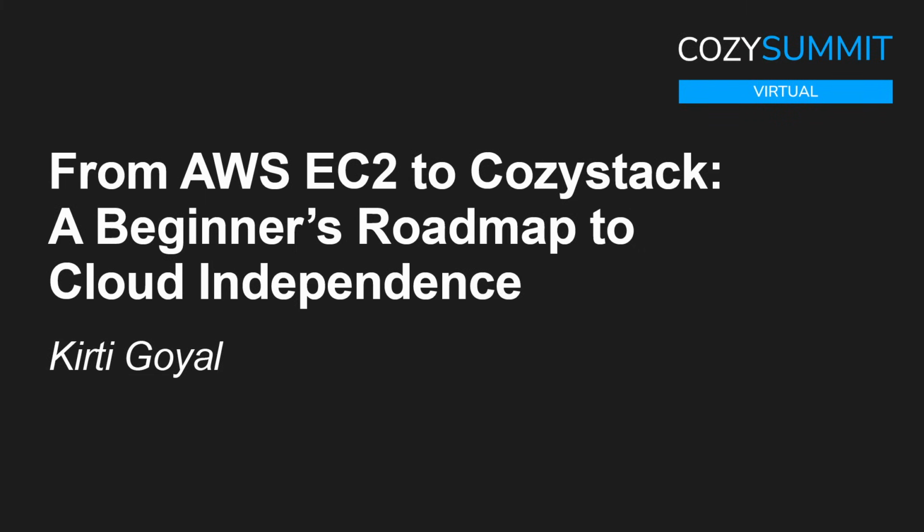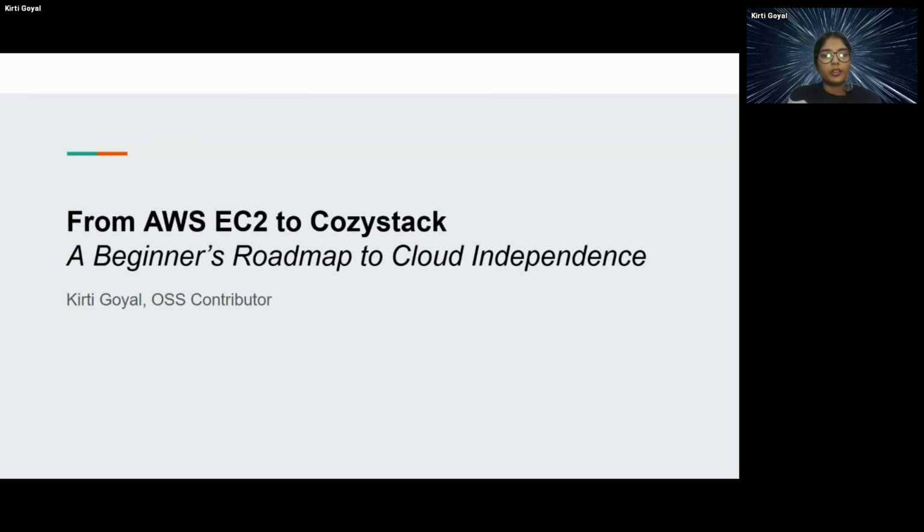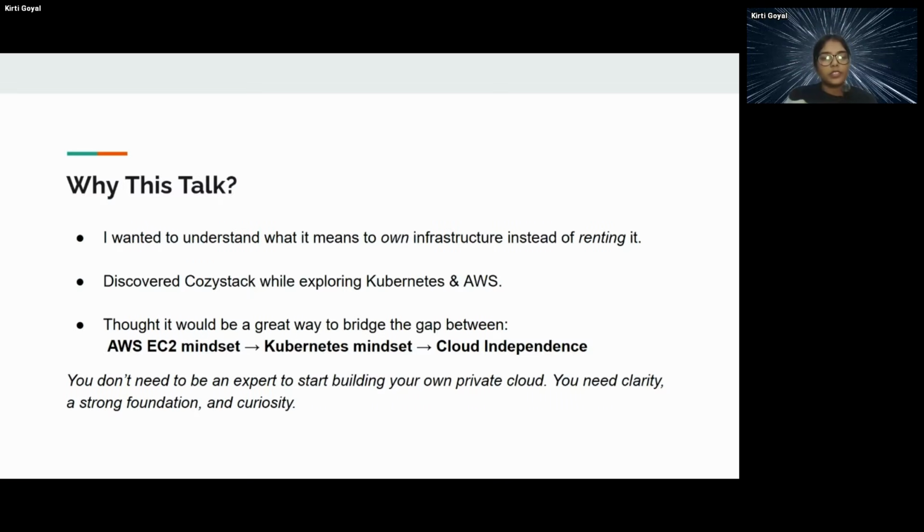Today I'm going to talk about AWS EC2: a beginner's roadmap to cloud independence. You may ask why this one means to own infrastructure instead of renting it. I discovered Cozystack while exploring Kubernetes and AWS. You need to start building your own private cloud. You need clarity, and knowing changed the way I see cloud.